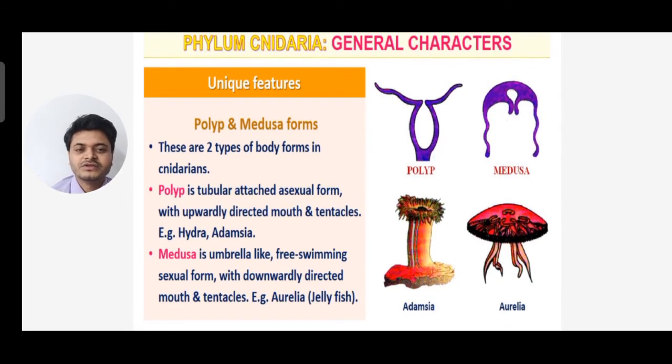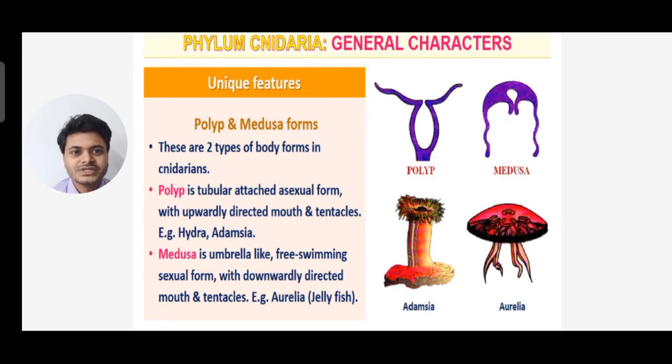So they also have a unique feature of polyp and medusa stage, or medusa forms. These are two types of body forms in the Cnidarians. One is polyp, another is medusa. Polyp is tubular, sessile, asexual form with an upwardly directed mouth and tentacles. Examples we can see in Hydra and Adamsia. So in Hydra, you can see an upwardly directed mouth, that is a polyp stage.